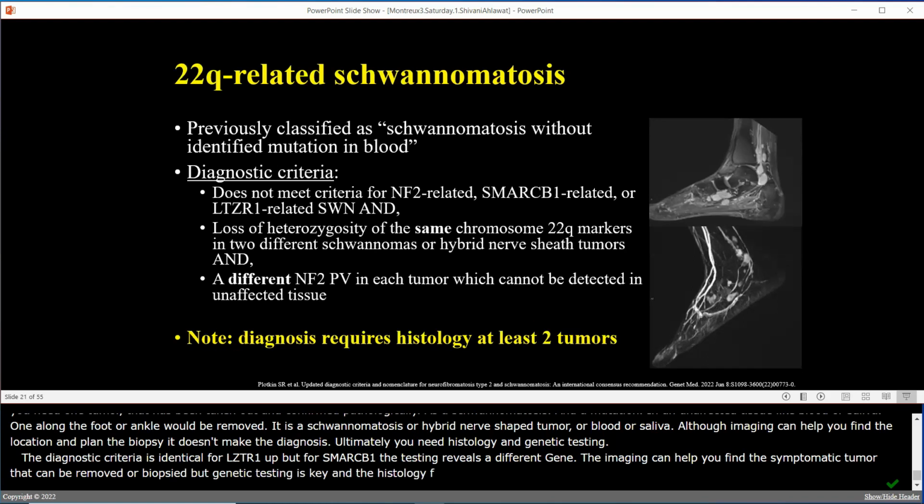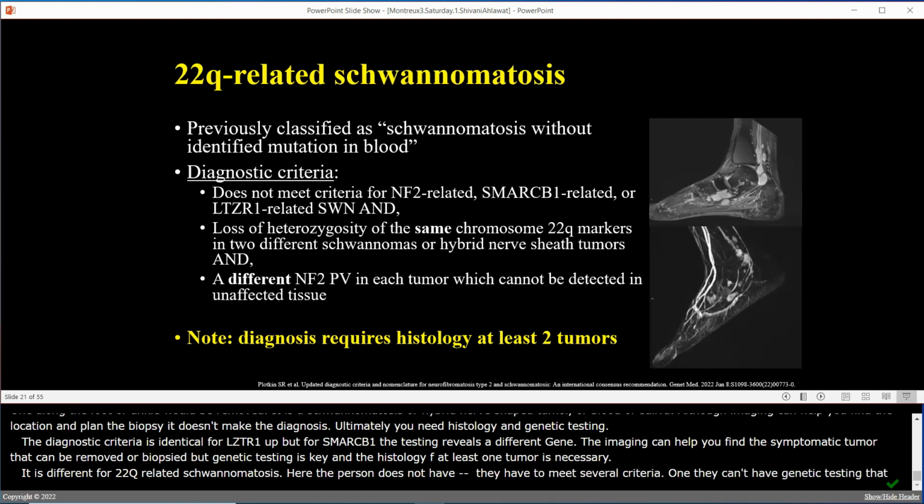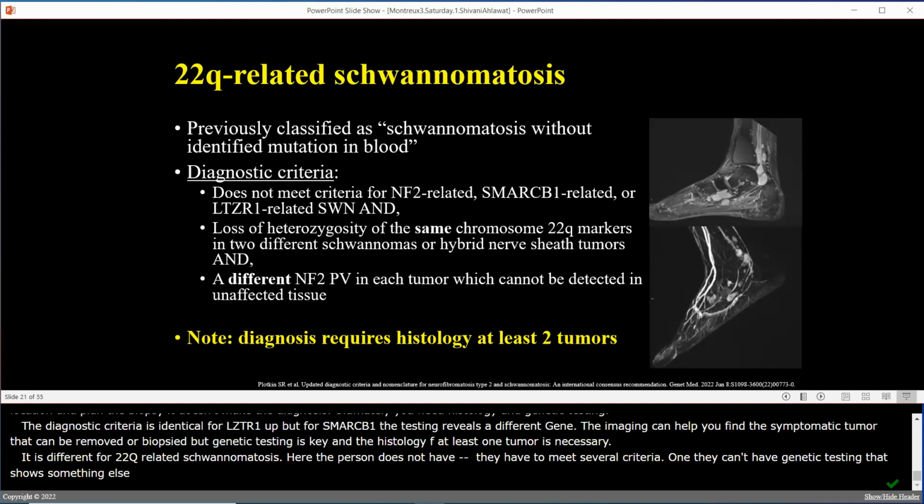It's a little bit different for 22q related schwannomatosis. Here, the person has to meet several criteria. One, they can't have genetic testing that shows something else, like NF2, SMARCB1, or LZTR1. And then they have to have loss of heterozygosity of the same marker in two different tumors.